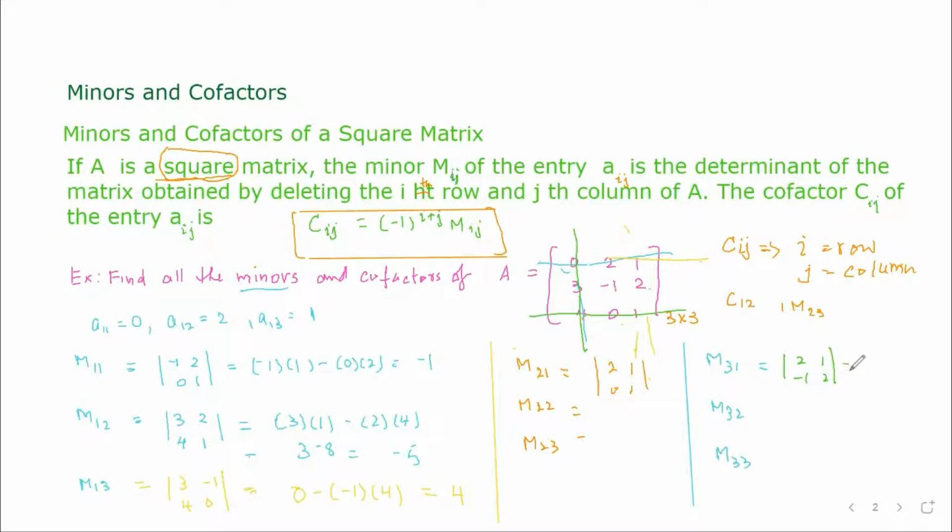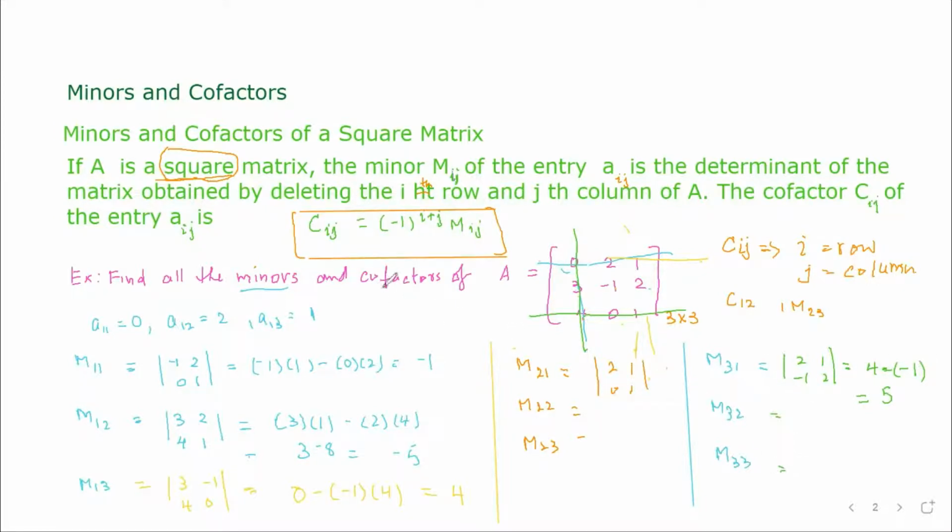Then they do the same thing, using the determinant concept. So 2 times 2 becomes 4, minus negative 1 times 1, which is negative 1. So you have 5. So M31 is equal to 5, and then you go on, okay?